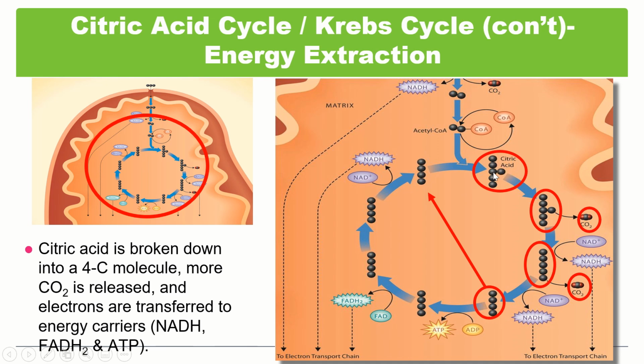So again, citric acid, 6 carbons, you change it into a slightly different 6-carbon molecule, remove a CO2, release energy. You're left with a 5-carbon molecule, remove some carbon, release some energy, and you're back to a 4-carbon molecule, though not the 4-carbon molecule that you started with.